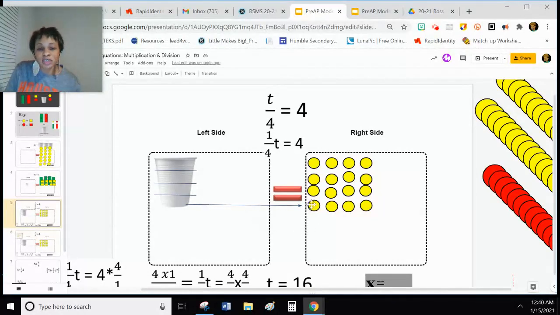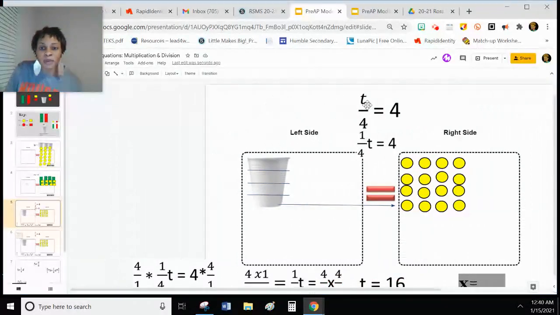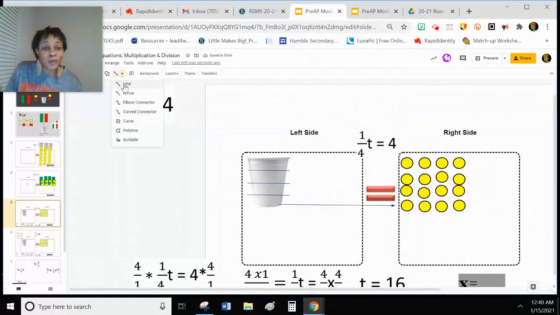So if you imagine each one of these sections is 4 counters, if I had arrows on all of these, the whole cup would equal 16. So what would that look like with us doing it with numbers? With us doing it with numbers, I'm going to drag this here. Here's my problem. And this time I am not going to forget. I'm going to create my dotted line.